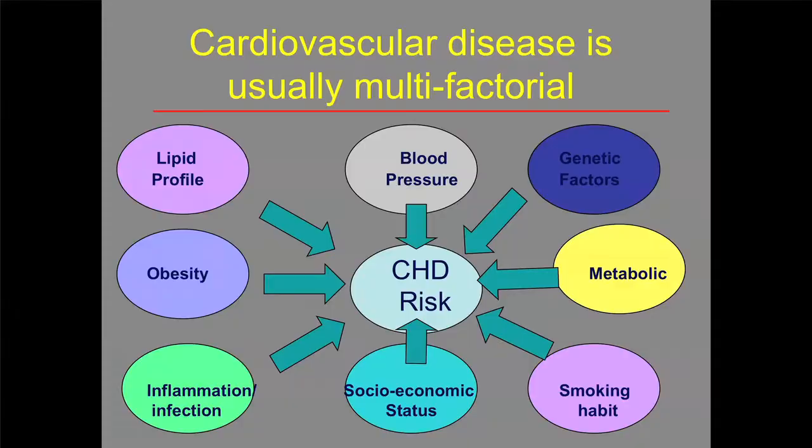Some others which are relatively new to most people: socioeconomic status, and that may have an impact on a number of things, including nutrition, for example. Inflammation and infection, and I'll talk to you a little bit about that later. Obesity, and of course, this may be linked with some of these other factors. So people who are obese also tend to have high blood pressure, also tend to have abnormalities of inflammation and infection, also have abnormalities of lipid profile. And then another factor, which I have not talked about, which are genetic factors, which I will talk about in a little while.